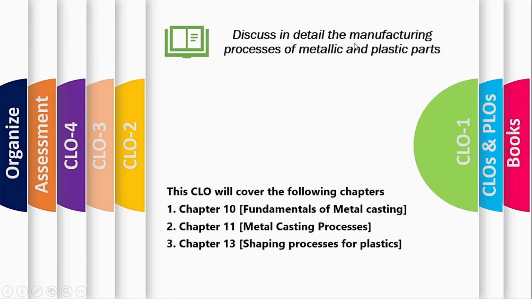So what is CLO1? Discuss in detail the manufacturing processes of metallic and plastic parts. In this CLO we will cover the following chapters. Chapter 10 of your textbook, Fundamentals of Metal Casting, Chapter 11, Metal Casting Processes, and Chapter 13, Shaping Processes for Plastics. So it is dealing with these metallic and plastic parts.